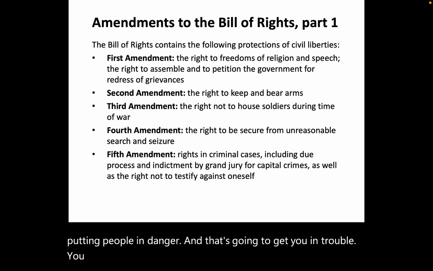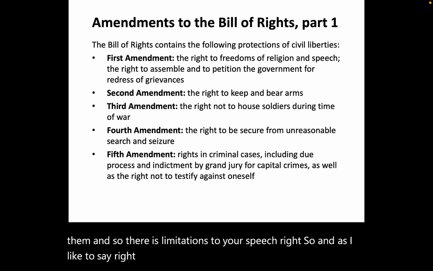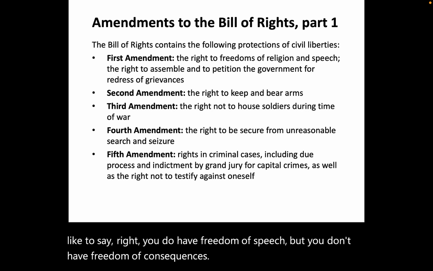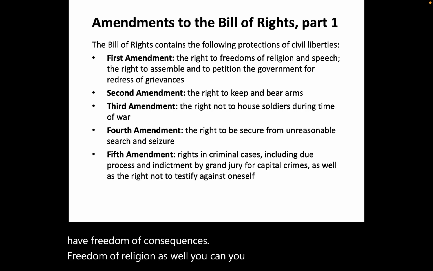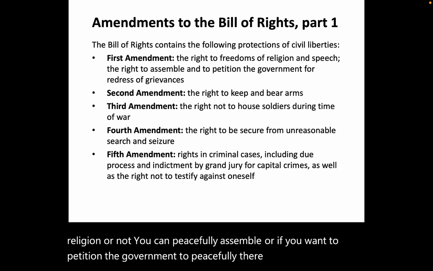You just can't be slandering individuals for the fun of it and harm them. And so there is limitation to your speech, right? As I like to say, you do have freedom of speech, but you don't have freedom of consequences. Freedom of religion as well. You can choose to join a religion or not. You can peacefully assemble, or if you want to petition the government, you can do that peacefully.